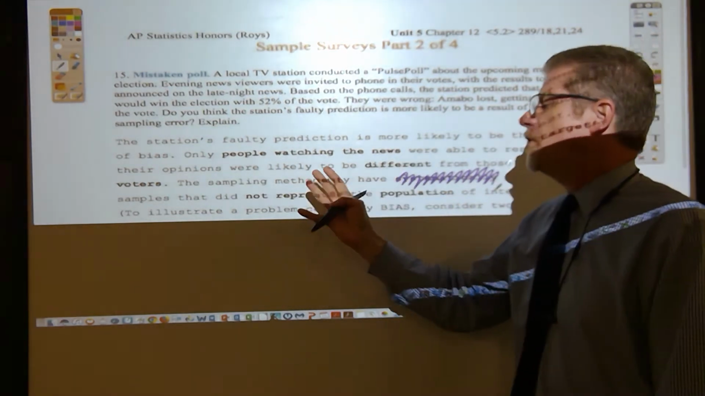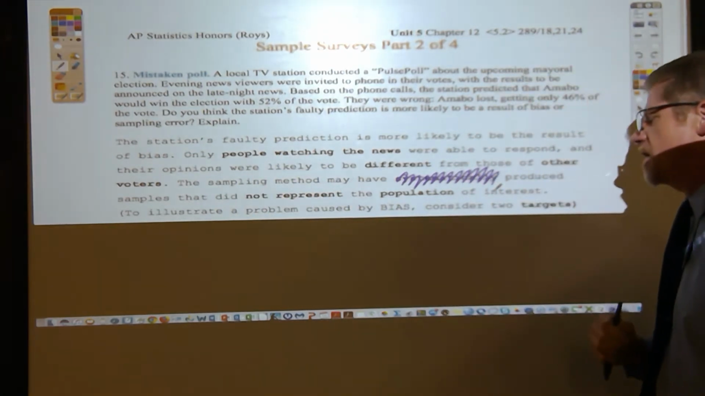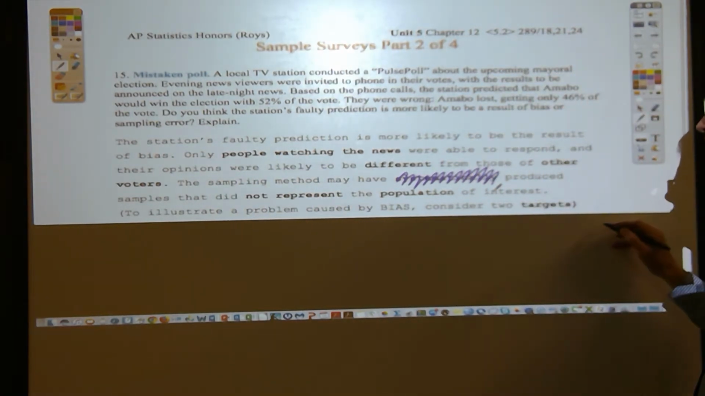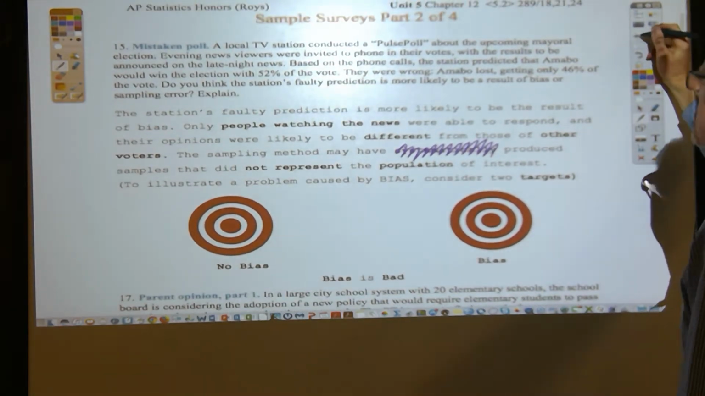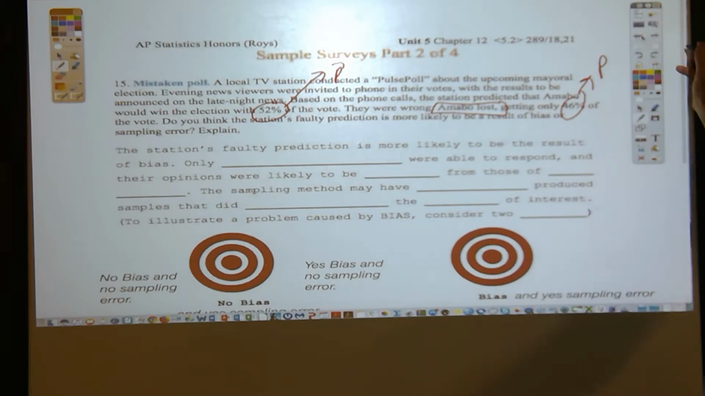It may have produced samples that did not represent. That's the point. The point is that your sample should be representative of the population, and this one probably was not. Now, let's illustrate this with the targets. And on these targets, this is like a big deal.